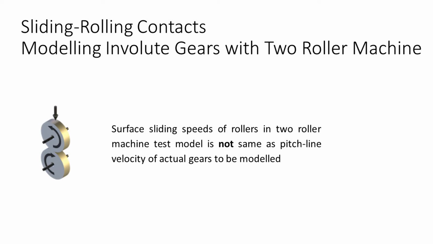The pitch line velocity determines the contact time for gear teeth pairs. However, the rolling and sliding velocities between the gear tooth pairs depend on the gear tooth profile plus the contact time. It is these velocities that should be modelled in any two-roller experiment.